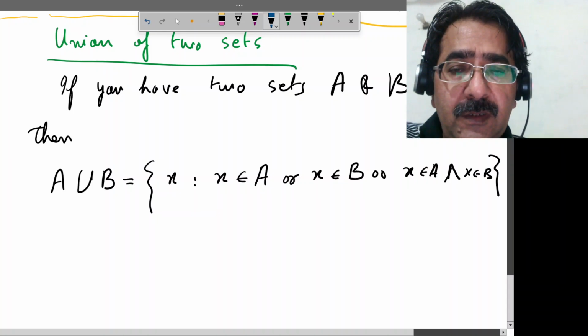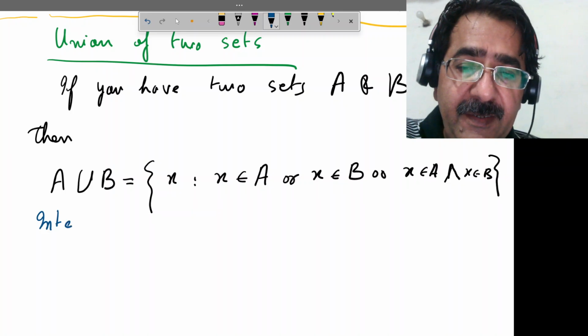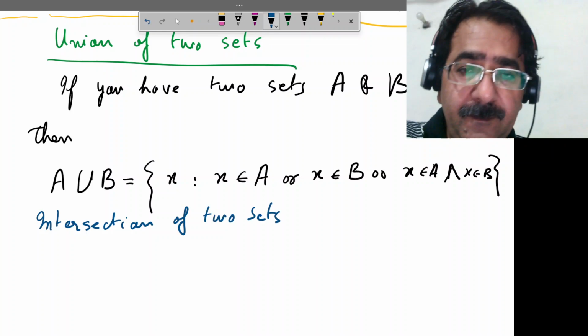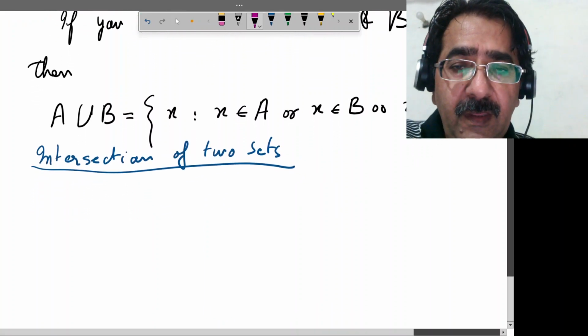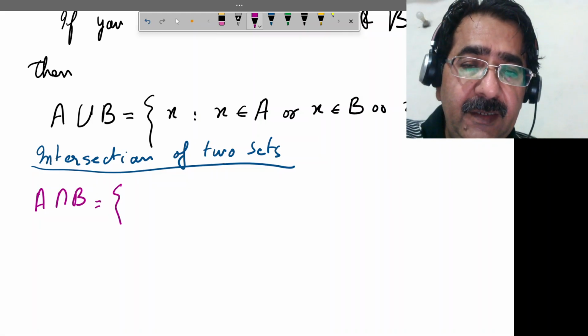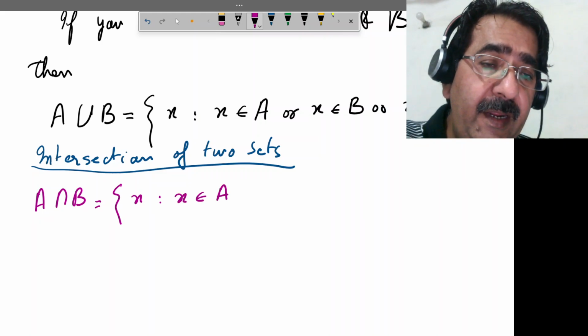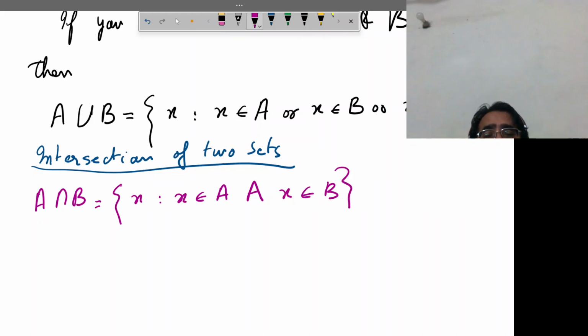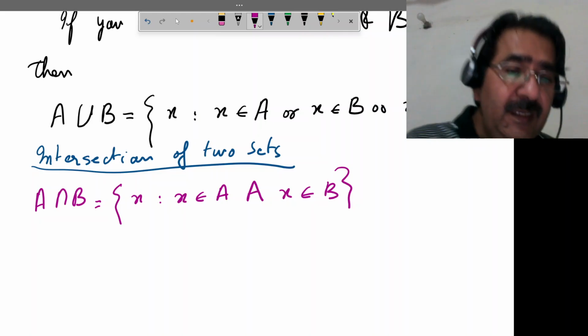What is the meaning of intersection? Intersection of two sets. If I am writing A intersection B, then X must be an element of A and an element of B. It means they must belong to both sets. That is intersection. If X is an element of the intersection of A and B, then it must be an element of A as well as B.